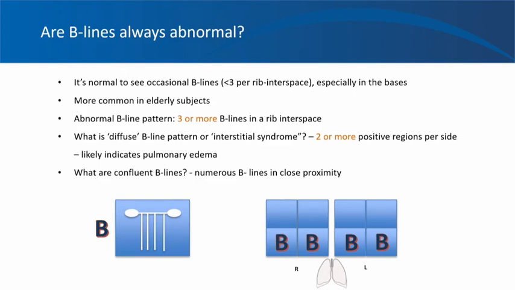And what are confluent B lines? It essentially means that there are numerous B lines in close proximity, and essentially it makes it difficult for you to count the number of B lines. When you see these confluent B lines, it's most likely indicative of significant pulmonary edema.